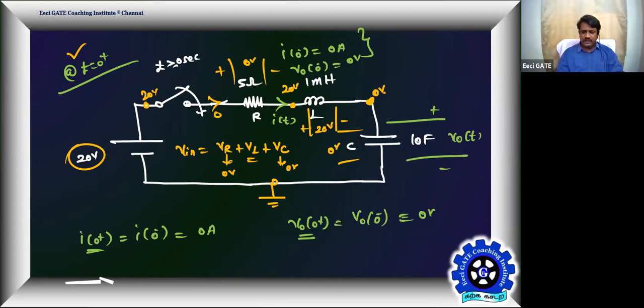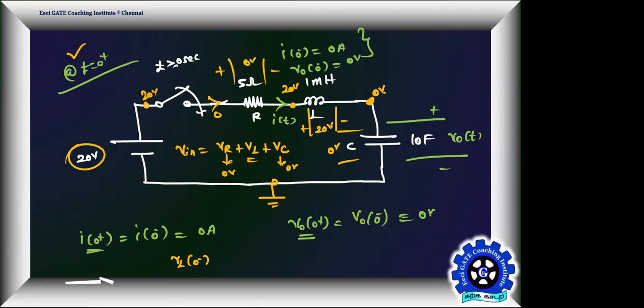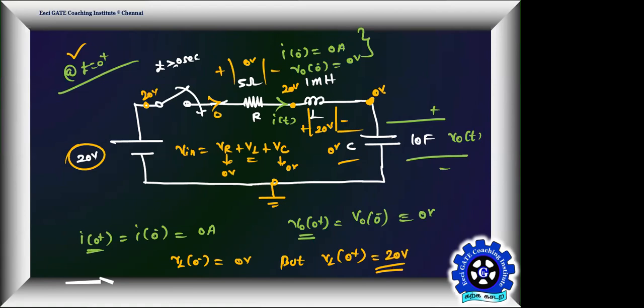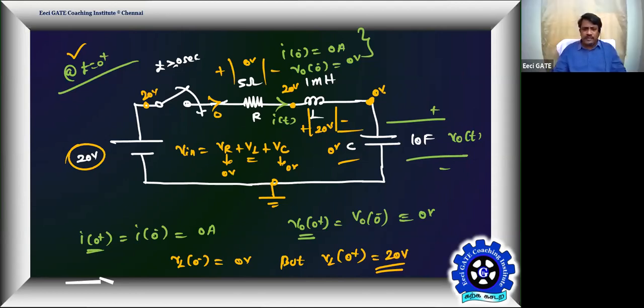Getting everyone? Yes or no? What is the understanding? VL of 0 minus is equal to 0 volt, but VL of 0 plus is equal to how much? 20 volts. All of you getting this? So the inductor begins with 20 volts at time t equal to 0 plus. That's the circuit perception at time t equal to 0 plus. Anyone having doubts?